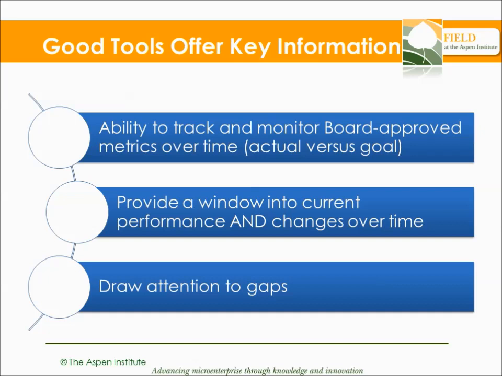Here's what the tools should do however they look. They should give you the ability to track and monitor, as Barbara just talked about, those metrics over time in terms of actual versus goal. This is the important part of step 1. You want to not just be tracking what it looks like, but you want to track what it looks like against where you thought you would be. Step 2 is that it also needs to provide you a window into where you are against where you have been at other stages of the game. Because then step 3 happens. It draws attention to those gaps that may be occurring between what you thought you'd do and where you are, or where you are and where you've been. That's what good tools do, is they draw attention to those gaps.